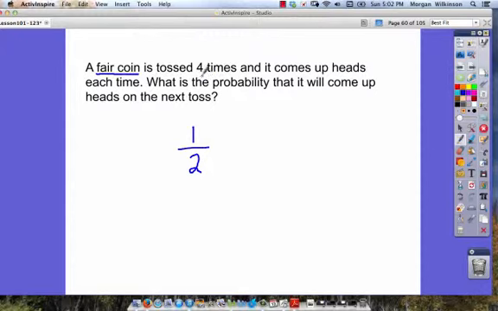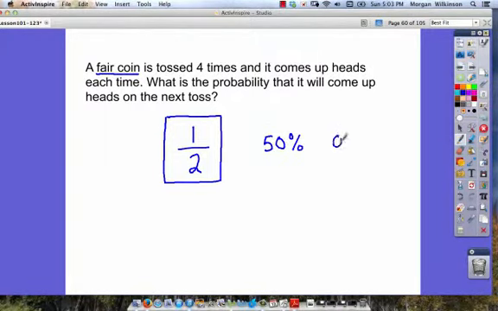It doesn't matter what happened previously. Even if it came up heads 4 times in a row, the chance that this fair coin will come back as a head the next time is still only 1/2. You could report your answer as 1/2, or as 50%, or 0.5. All 3 answers are correct. All 3 will give you full credit.